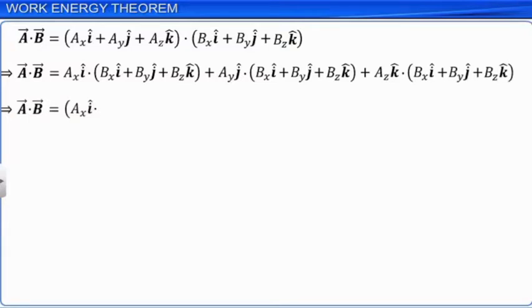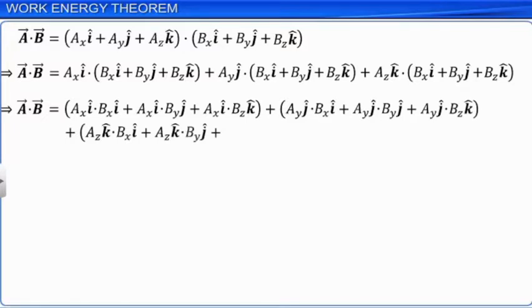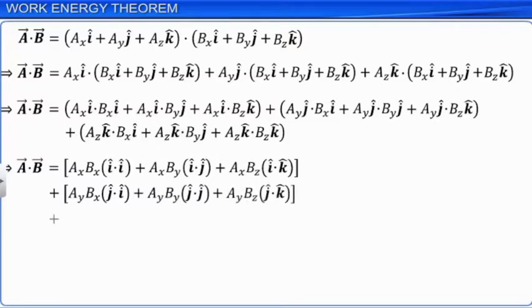equal to Ax i dot Bx i plus Ax i dot By j plus Ax i dot Bz k plus Ay j dot Bx i plus Ay j dot By j plus Ay j dot Bz k plus Az k dot Bx i plus Az k dot By j plus Az k dot Bz k, which is equal to AxBx into i dot i plus AxBy into i dot j plus AxBz into i dot k plus AyBx into j dot i plus AyBy into j dot j plus AyBz into j dot k plus AzBx into k dot i plus AzBy into k dot j plus AzBz into k dot k.